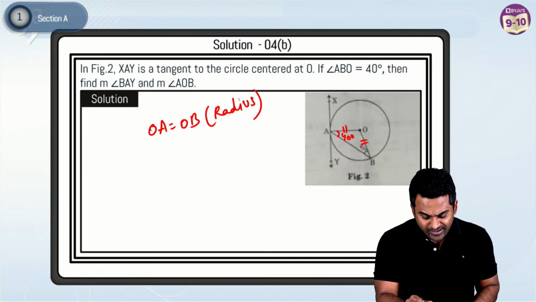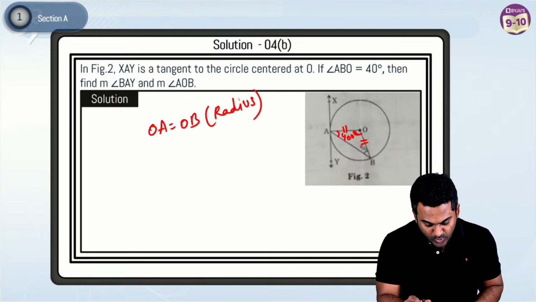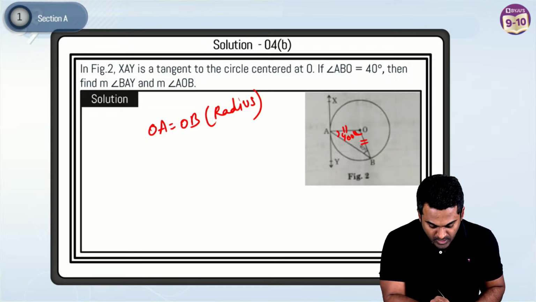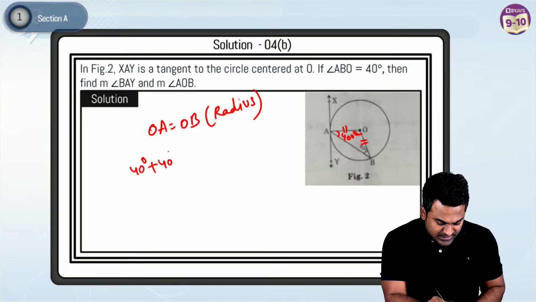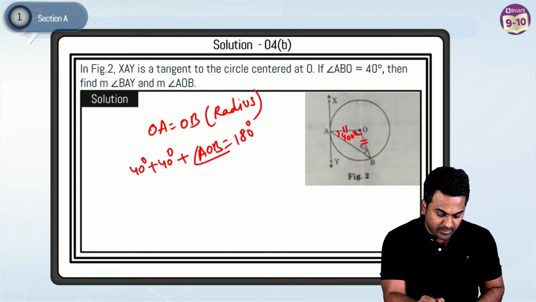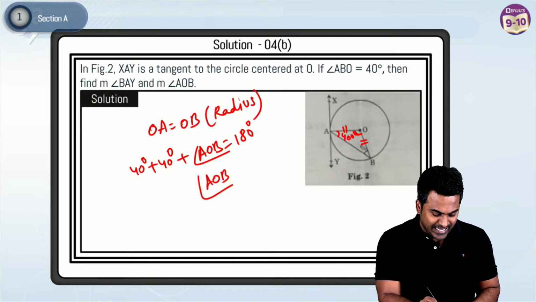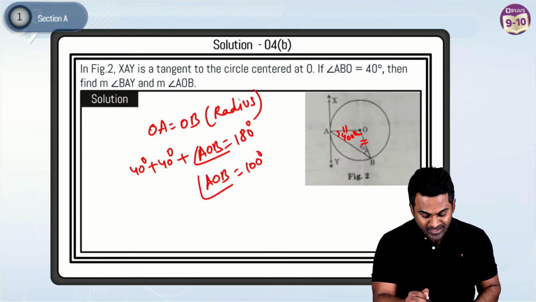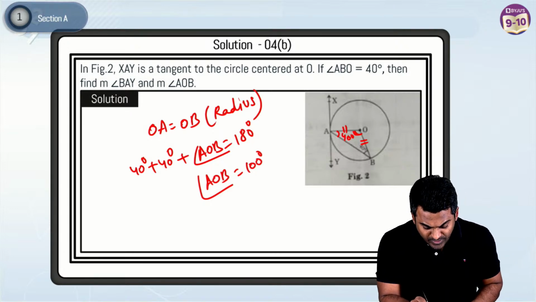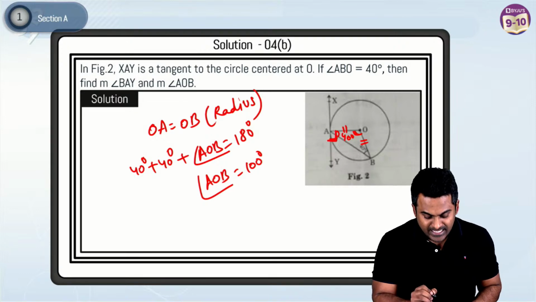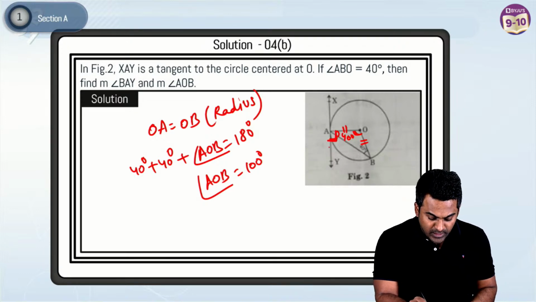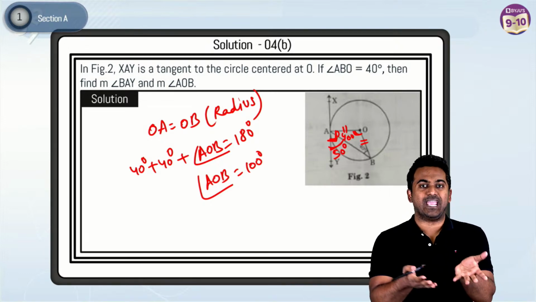Now you can figure out this angle, right? What do we call it? We're calling it AOB. So 40 degrees plus 40 degrees plus angle AOB is equal to 180 degrees, angle sum property. Using this, you can say that angle AOB is going to be 100 degrees. So you see, we figured out one part. And the other part is even simpler because as I already said, this angle is 90 degrees. The sum of it is 40, which means the remaining part should be 50 degrees, which means angle BAY is going to be 50 degrees.